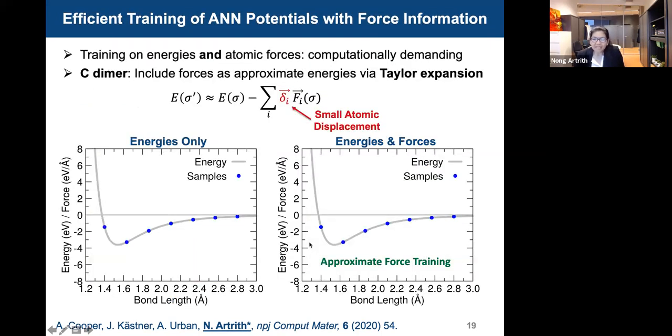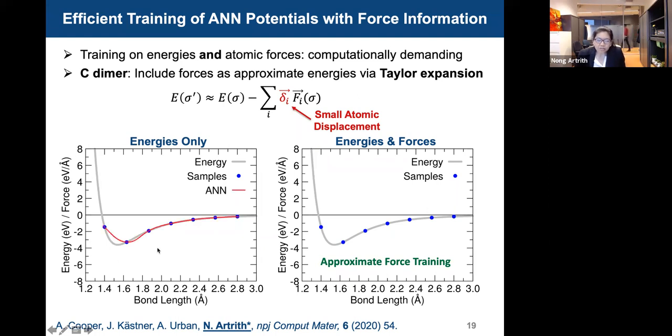So what we did is that here you can see we include force as approximate energies via Taylor expansions, like introduce some small atomic displacements or distances to each actual DFT calculation, and then include more in the data set. Maybe I can show you one simple example. This is a carbon dimer. In the blue dot, this is the sample or let's say reference DFT energies, for example. And then the target, this is a gray color.